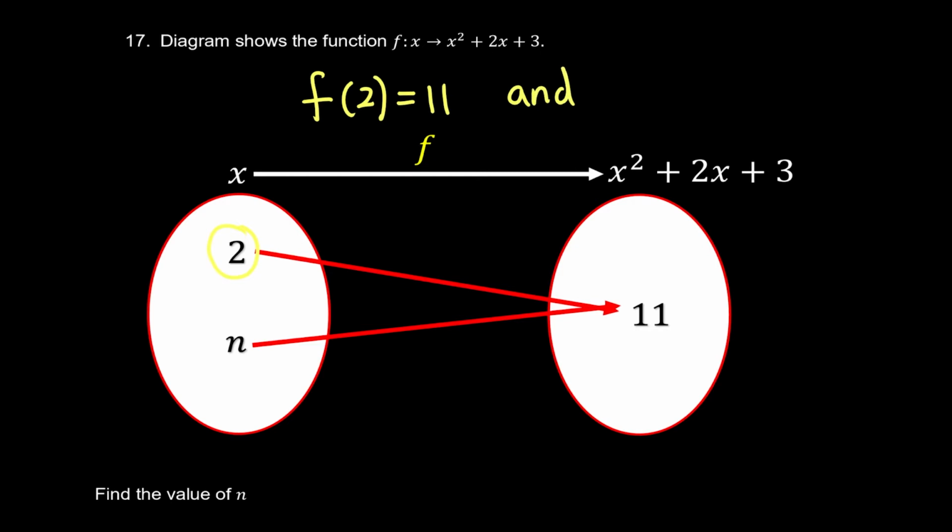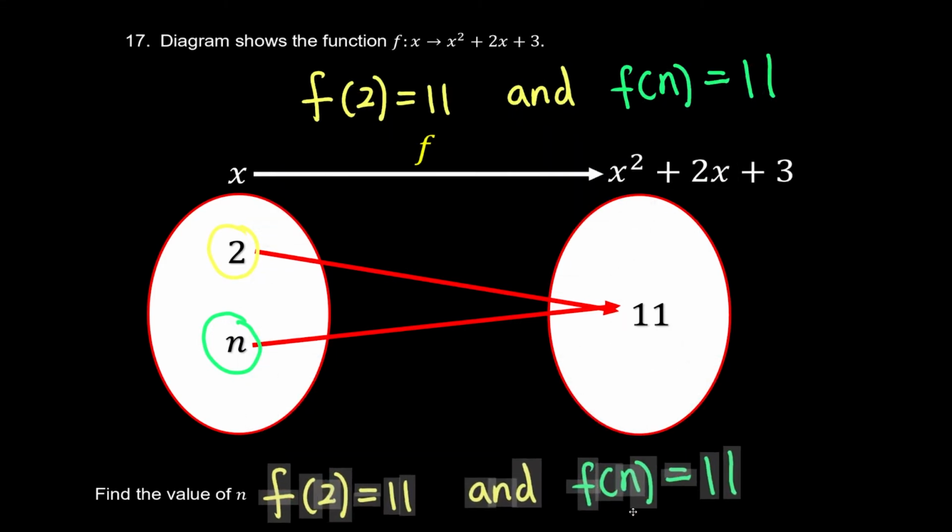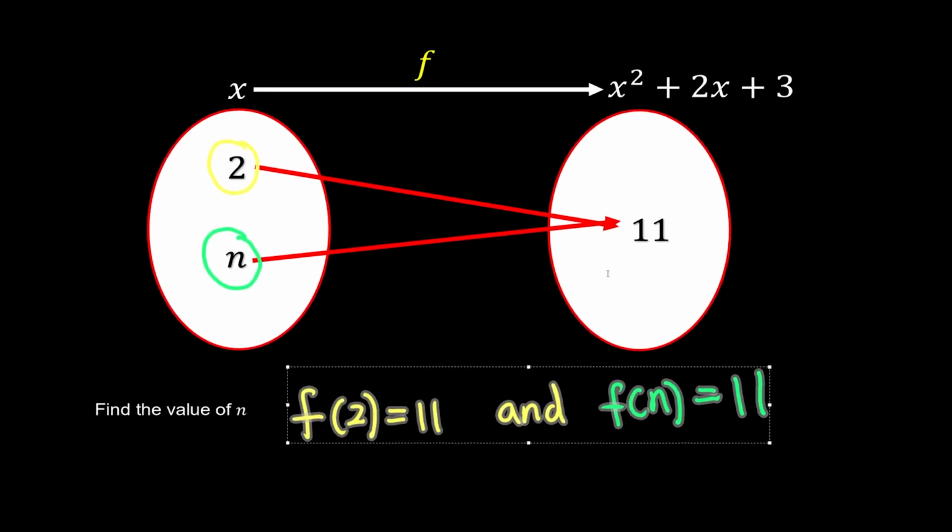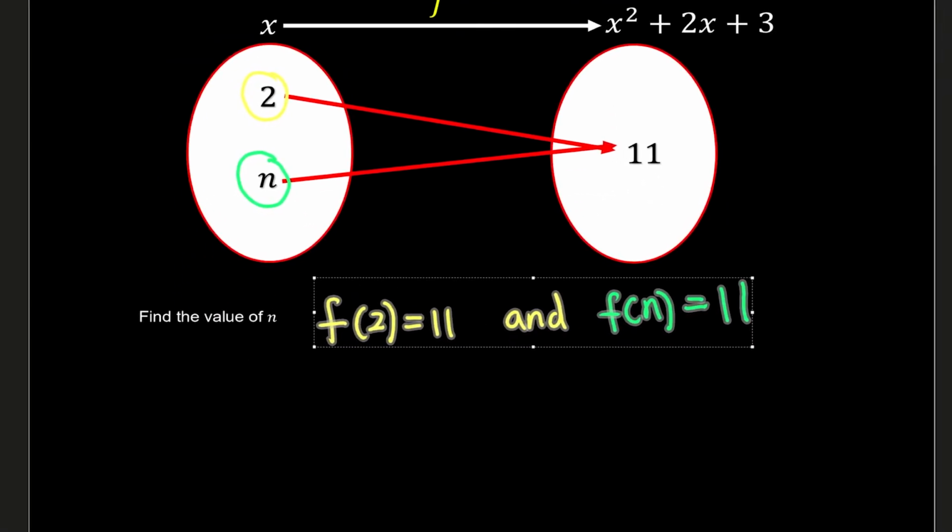And we also have the second piece of information. When the input is n, the output is also 11. Next, we just need to plug into the equation that is given to us. So when the input is 2, how do we do it? We just need to substitute in. So we drag this information to the bottom and start the computing.